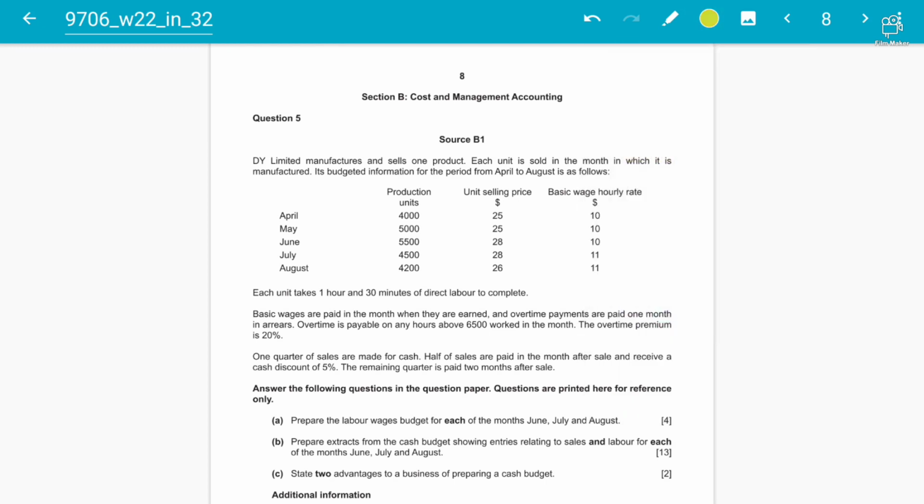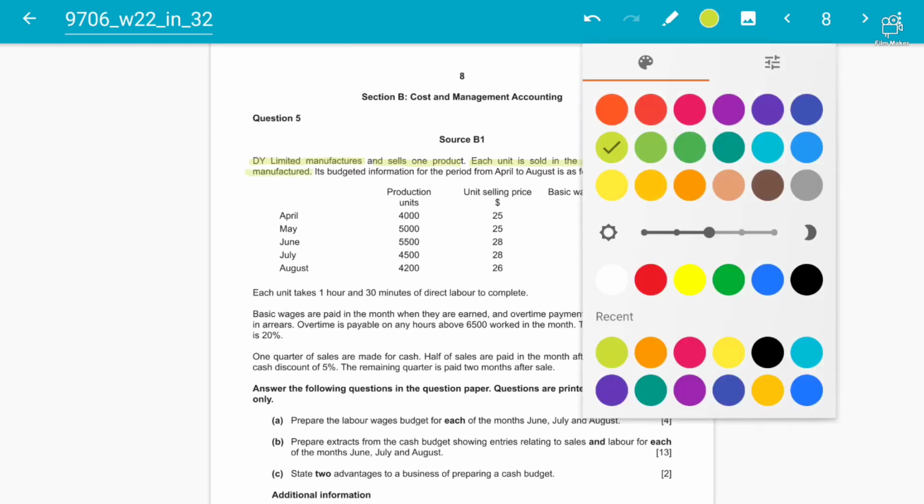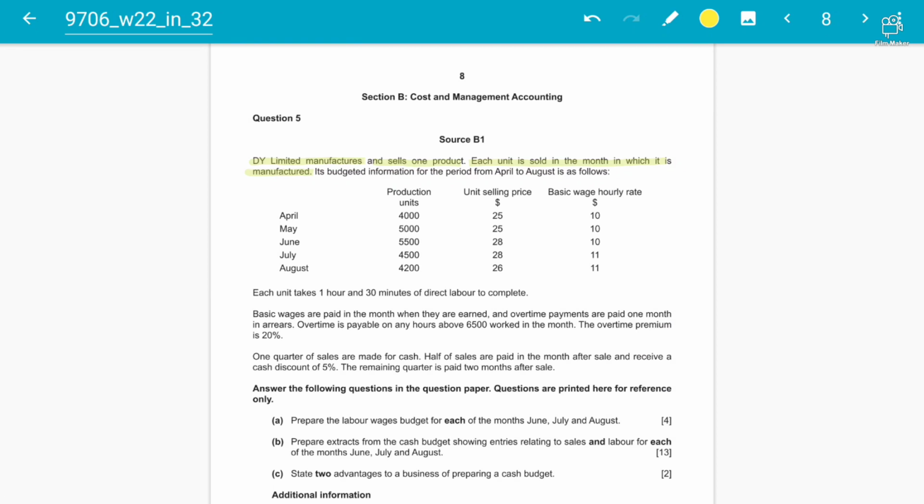So let's get started. It says that DY Limited manufactures and sells one product. Each unit is sold in the month in which it is manufactured. It's very important information for students to understand, and I'll explain every line of the statement here. The company is manufacturing as well as selling the product, and whatever they are producing they are selling, which means there is no opening and closing inventory. This is what it means, that each unit is sold in the month in which it is manufactured.